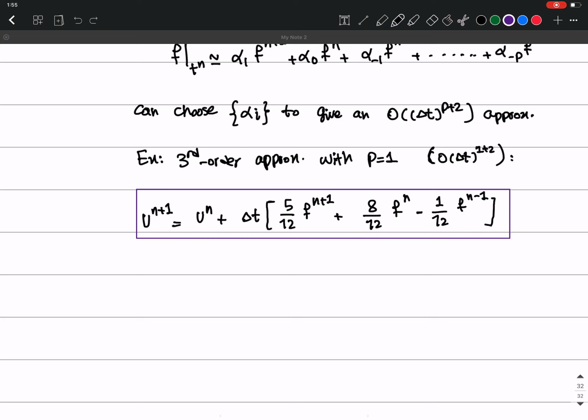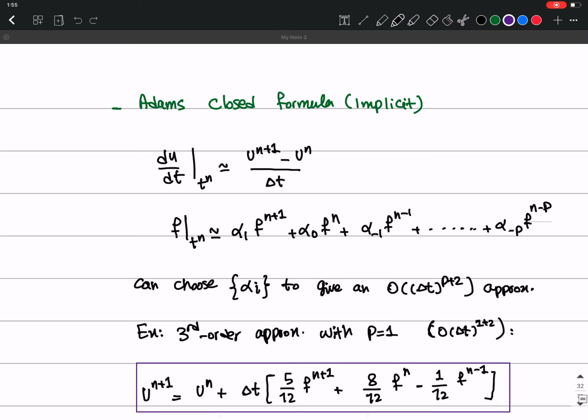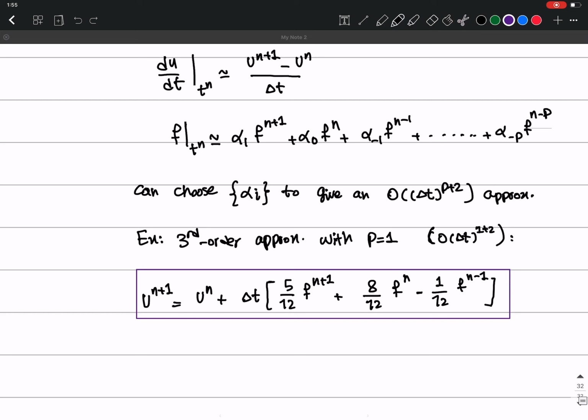Implicit methods, if you want to write a programming code for solving this, for example, in MATLAB or Python or other languages, are going to be more challenging than explicit ones, because explicit ones are easy. You just know f^n, f^(n-1) and f^(n-2). Okay, so this was something I wanted to say.